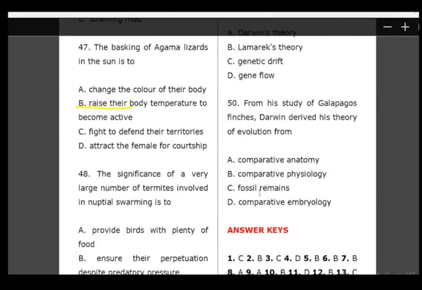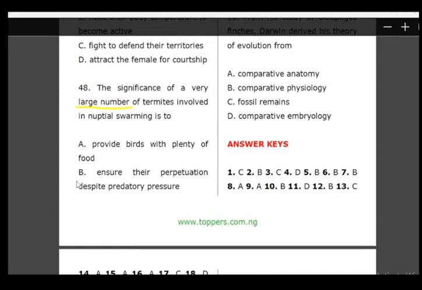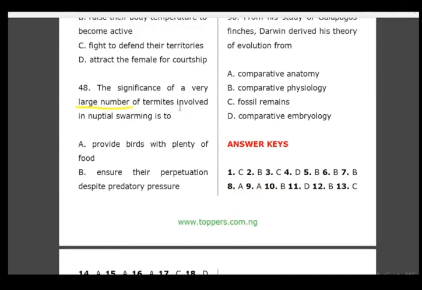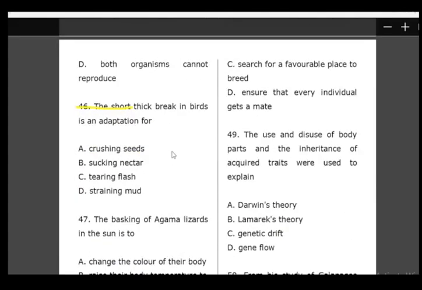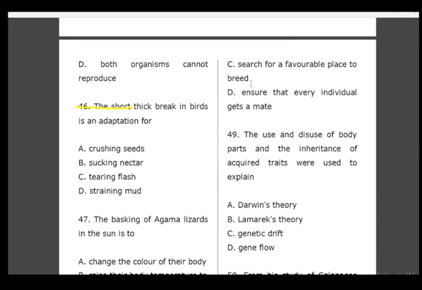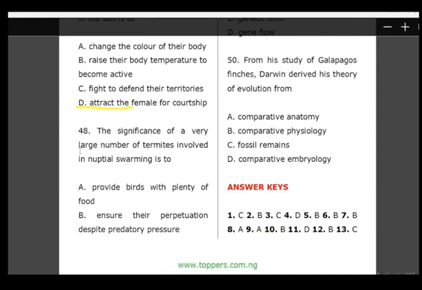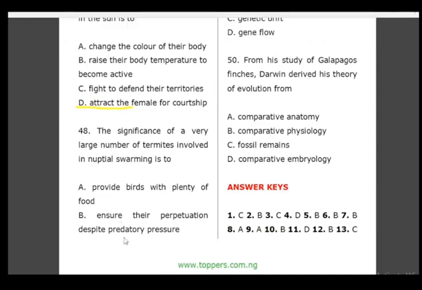Now, the answer to that question is that they are swarming in large number. Yes, the actual reason for swarming, or nuptial swarming, is to bring about the process of searching for a favorable place to breed. That is basically what it means. That is why they are swarming out of their territory or their termitarium. But the reason why they swarm in large number is to ensure their presence despite predatory pressure.